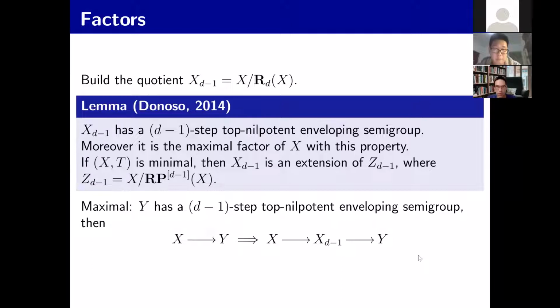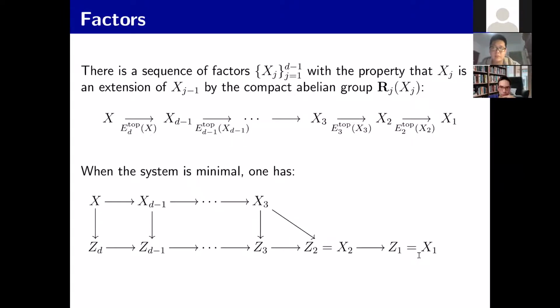If the system is minimal, then this factor is an extension of the maximal d-1 step pro-nil factor. So according to this method, we can get a sequence of factors such that X sub j is an extension of X sub j-1 by a compact abelian group. So when the system is minimal, we can have the following commutative theorem.